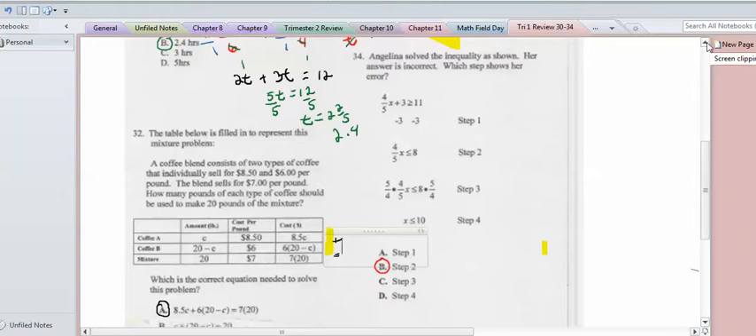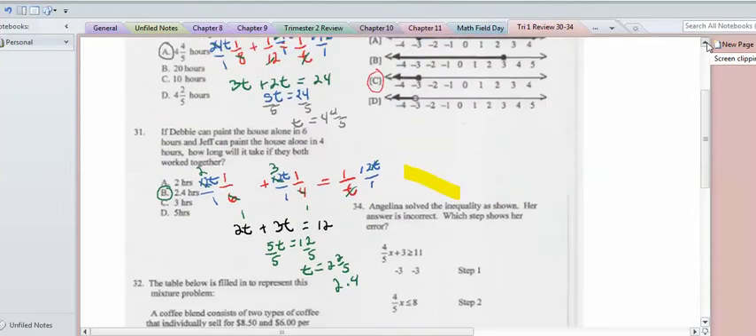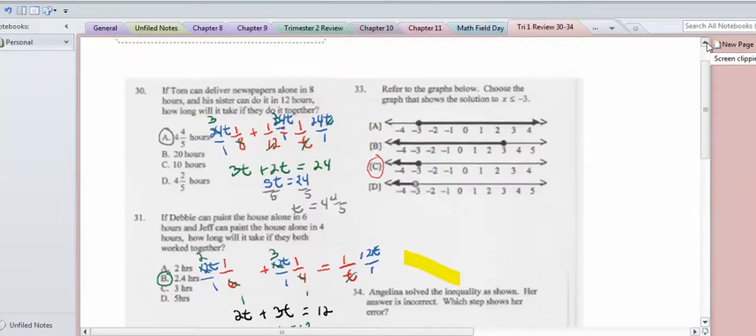That was 32. 33. You're just finding the inequality that's graphed. It's a closed circle. We're starting at -3, and it says x is smaller than, so it's pointing towards the smaller numbers.